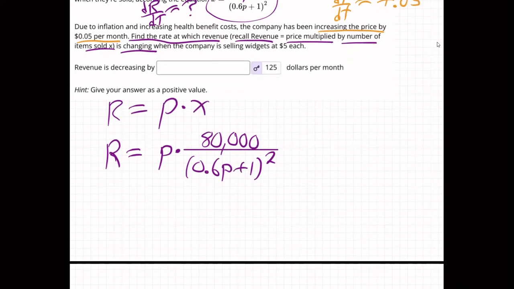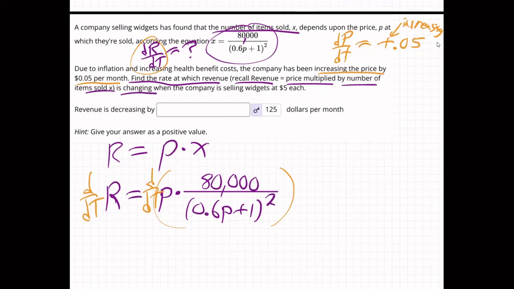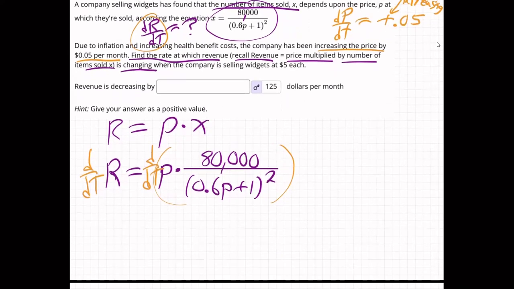But I'm going to need to take the derivative of this thing. So I need d/dt of both sides, right? Because I need dR/dt. But this is ugly. I don't want to take the derivative of a fraction. So instead, let's rewrite that as 80,000P times (0.6P plus 1) to the minus 2. Does that make sense? That's the same thing, isn't it?